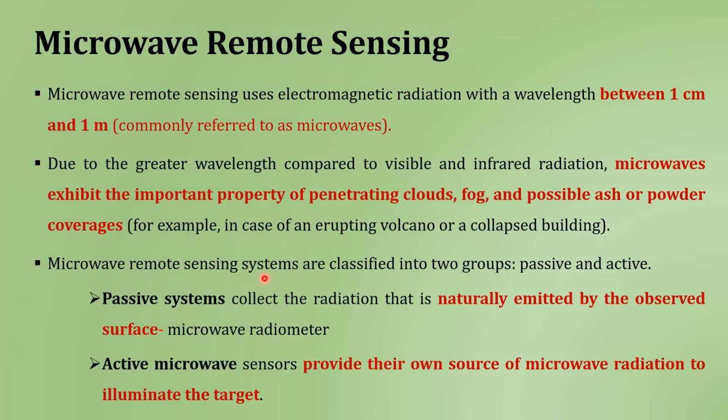Microwave remote sensing systems can be classified into two groups, passive and active. The passive systems collect the radiation in this wavelength range that is naturally emitted from the terrain under observation. The sensor used in the passive system is a microwave radiometer, while the active microwave sensors provide their own source of microwave radiation to illuminate the target.